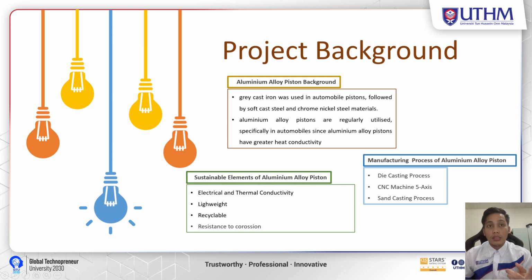Next, the sustainable elements of the aluminium alloy piston. Firstly, electrical and thermal conductivity. Aluminium is a conductor that is 2 times more effective than copper in terms of weight. It is frequently used in the most significant power transmission lines since it is a good heat and electrical conductor. Next, it is lightweight. Aluminium is lightweight due to its low density. This makes it the favorite metal for use in the creation of automobile pistons. Next, it is recyclable. The ability of aluminium to be 100% recycled is another outstanding quality.